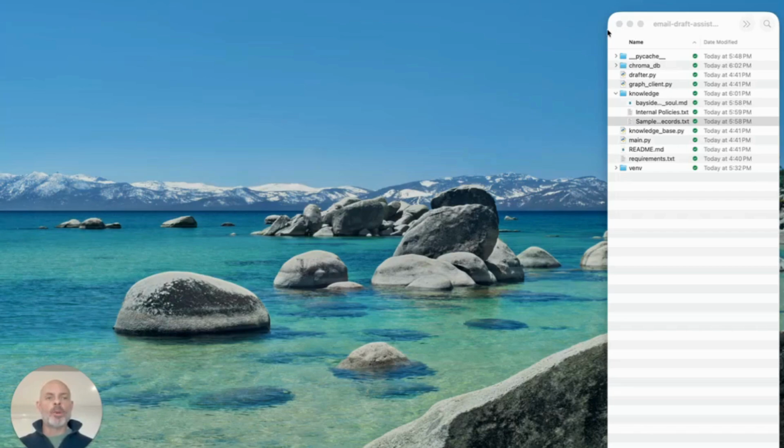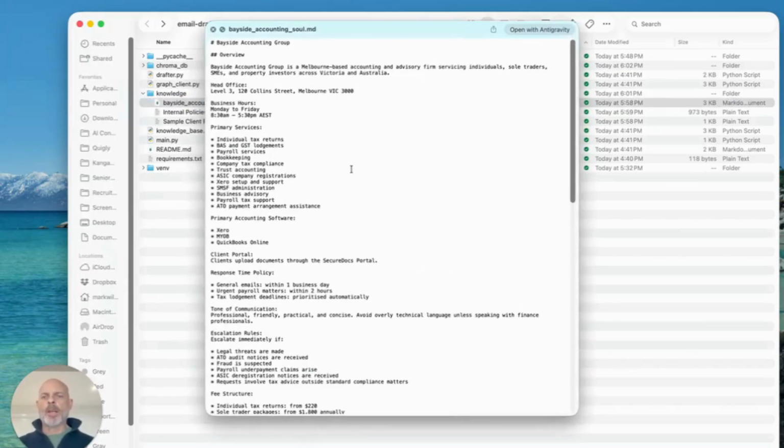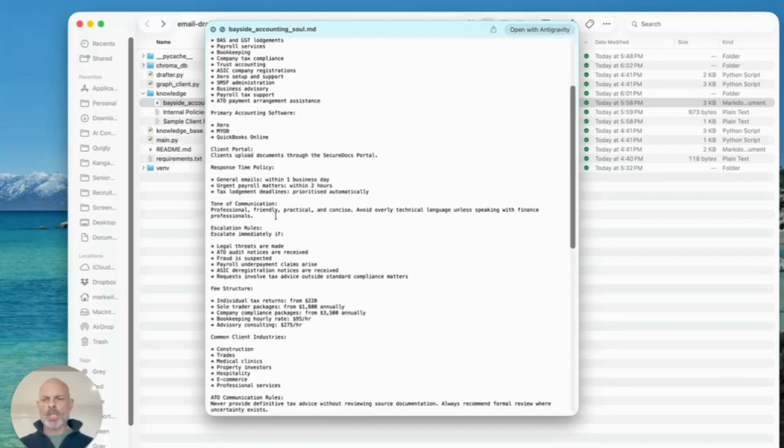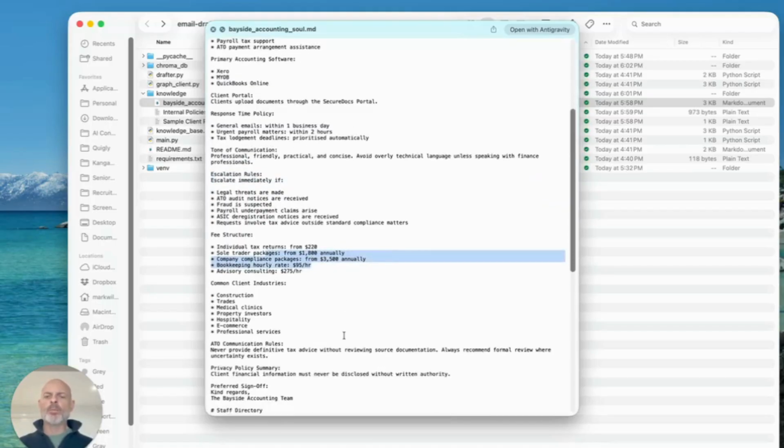The way this works is you provide the AI with a whole bunch of information about your business, what you do, etc. We'll call it the knowledge. So this is a sample business, Bayside Accounting Group, with a bit of information about them: their services, response time policy, tone of communication, which is an important one, escalation rules, which are also important, and fee structure. This is just a sample, you may want to provide more than this, less than this, different, whatever you want.